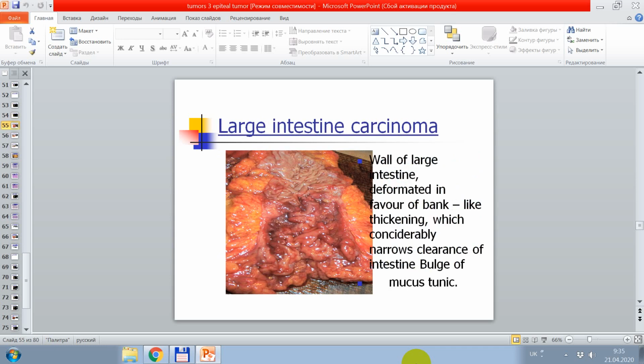This picture demonstrates a tumor of the intestine, large intestine carcinoma. The wall of the large intestine is deformed by a bulky thickening with considerable narrowing of the intestinal lumen and bulk of the mucous tunic.